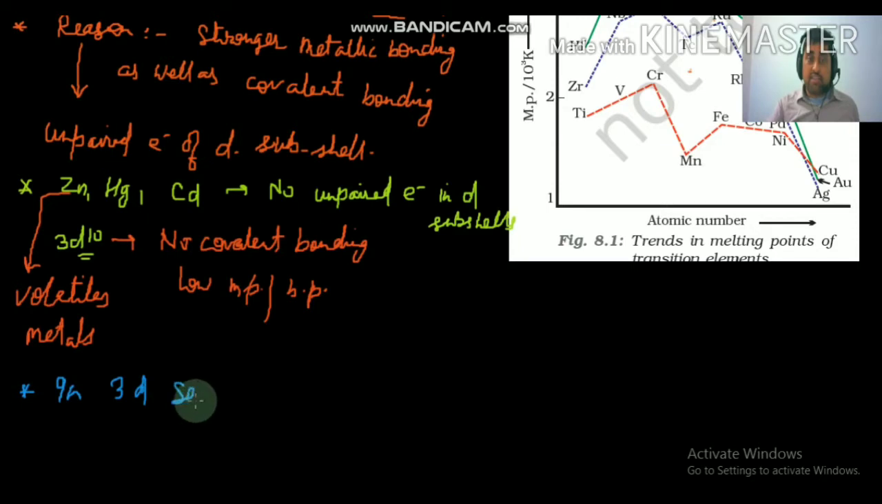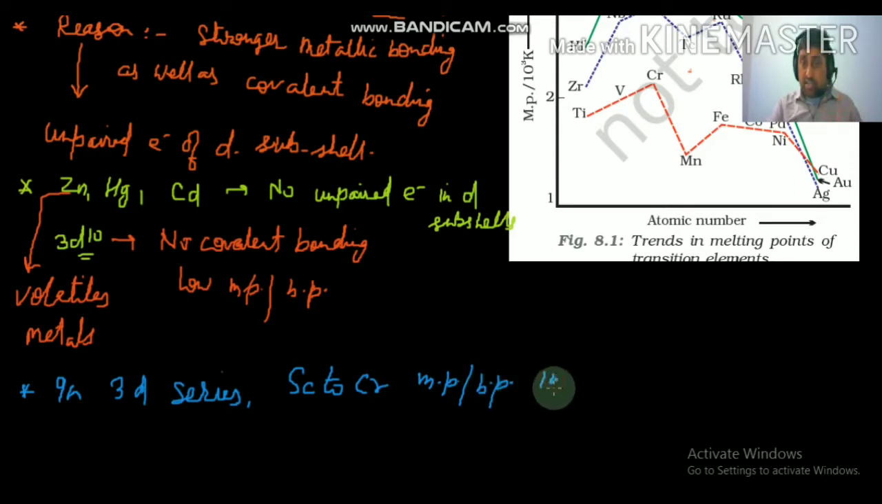In 3D series, if you see scandium to chromium, melting point and boiling point increases, and then manganese to zinc decreases.